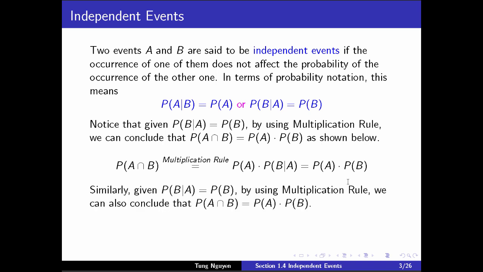Similarly, if we have probability of A given B is the same as probability of A, also by using the multiplication rule, we can derive the same equation. Probability of A intersect B is the same as probability of A multiplied by probability of B.